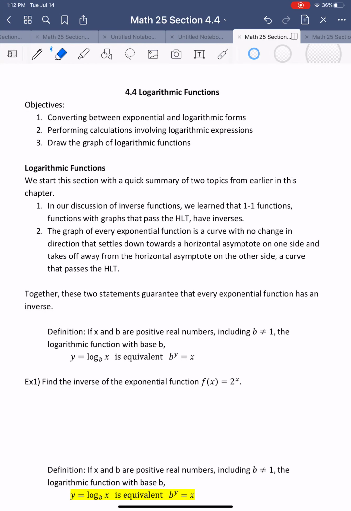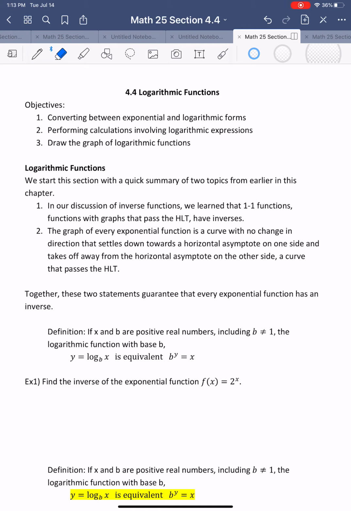Hello, this is section 4.4, logarithmic functions. Objectives for this section are: number one, converting between the exponential and logarithmic function; number two, performing calculations involving logarithmic expressions; and number three, drawing the graph of a logarithmic function.